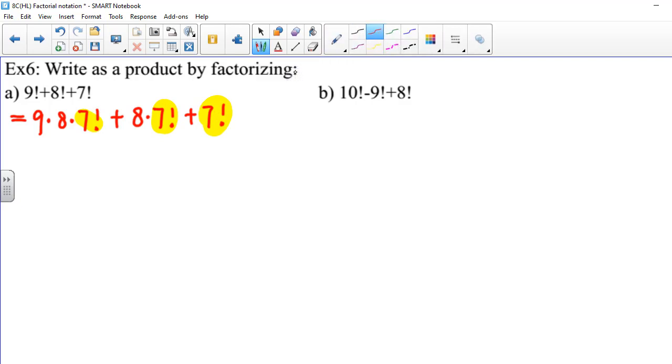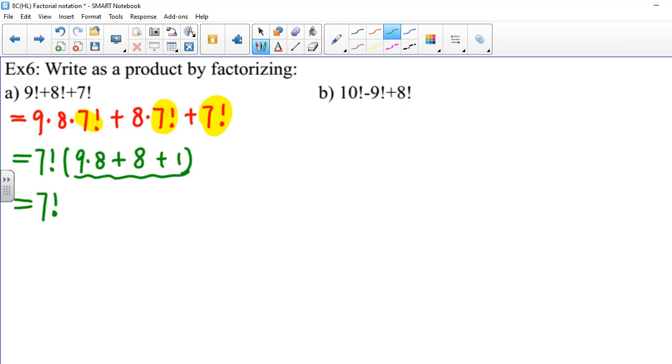So I can factor this trinomial by taking out the GCF. For each term, I only have 9 times 8, then plus 8, then plus 1 left. Use the order of operations to calculate the value in the brackets. So we have 72 plus 8, 80, plus 1, that's 81. The product by factorization for the first expression is 7 factorial times 81.